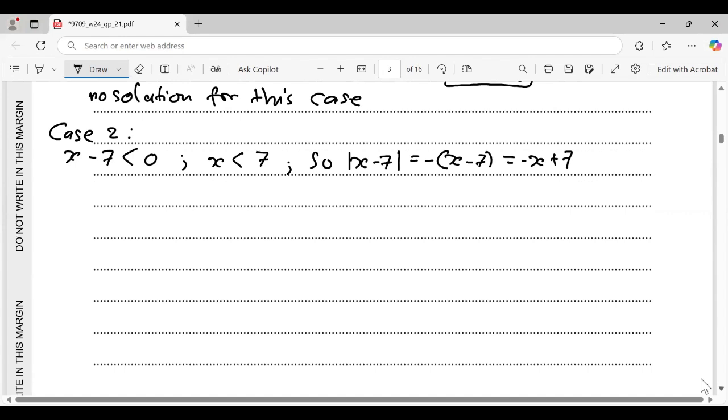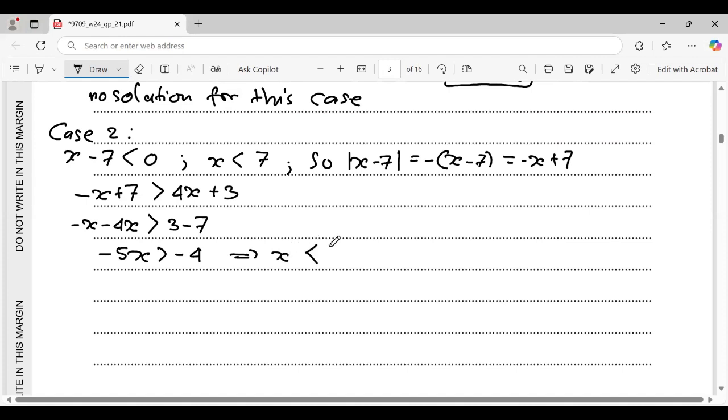So the inequality becomes minus x plus 7 greater than 4x plus 3. That means minus x minus 4x greater than 3 minus 7. So minus 5x greater than minus 4, which means x less than 4/5, because a negative divided by a negative becomes positive. In this case, we require that x is less than 7. If you compare with this result, it is automatically satisfied. So the solution is x less than 4/5.